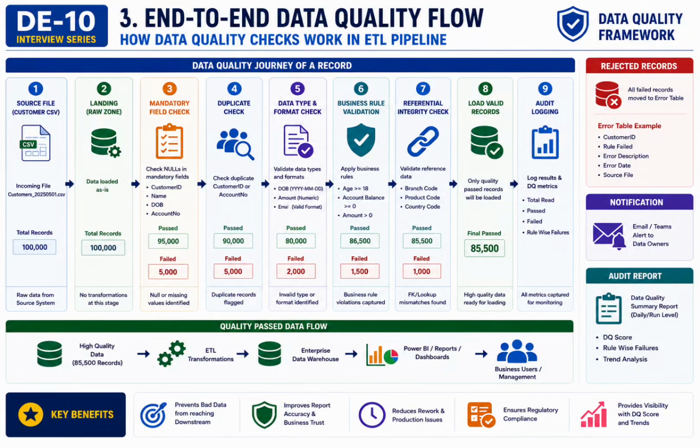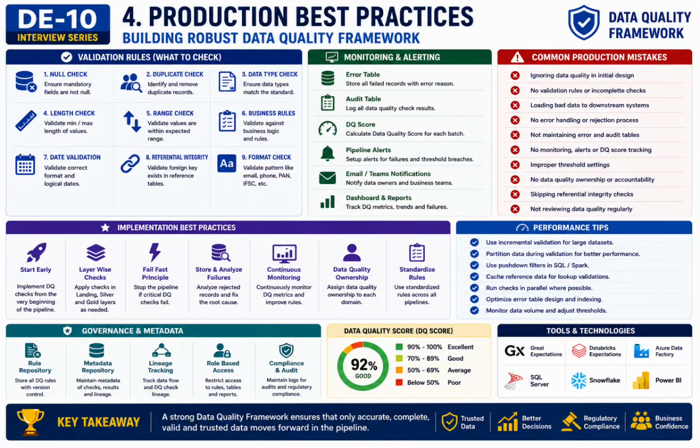This section reflects practical production experience. A data quality framework should never be treated as an afterthought. Validation rules must be implemented from the very beginning of the project. Apply validations at multiple stages such as landing, silver, and gold layers. Always implement essential checks including null validation, duplicate detection, data type validation, length validation, range validation, date validation, business rule validation, and referential integrity validation.